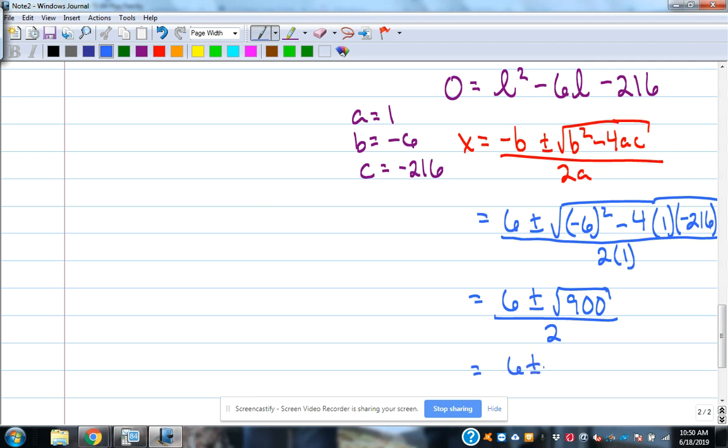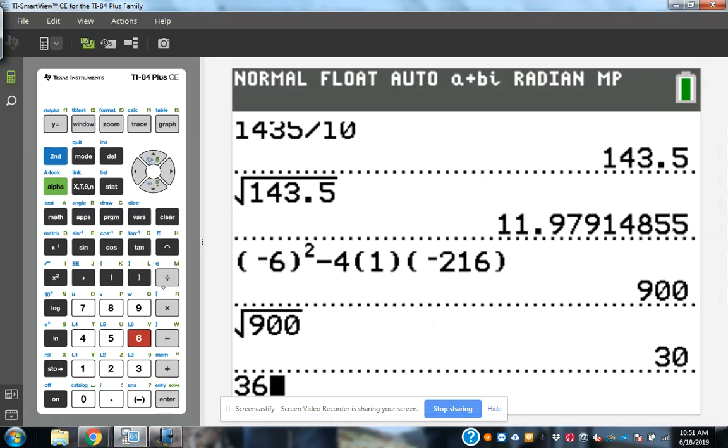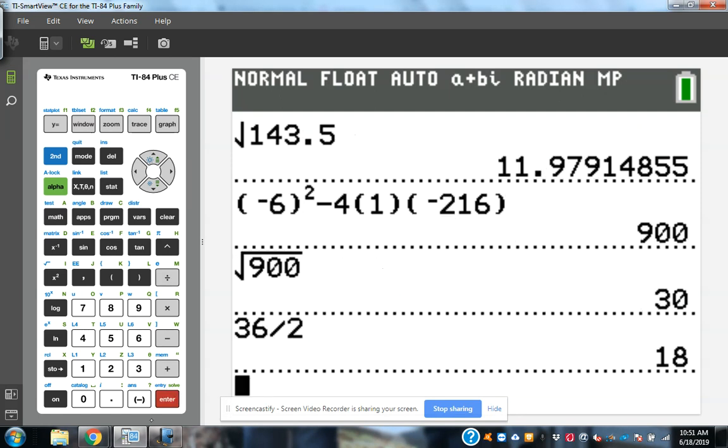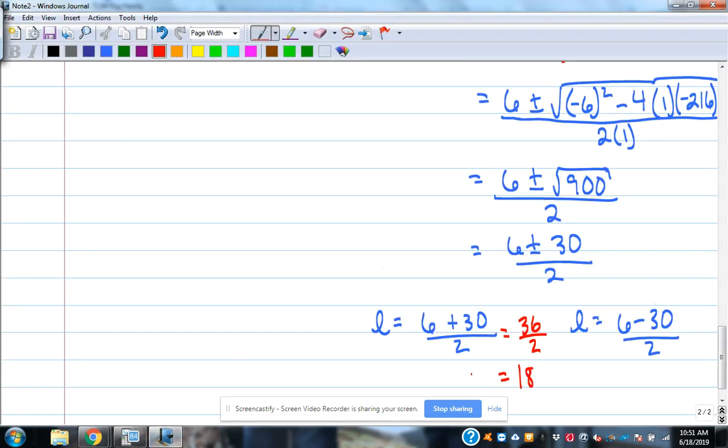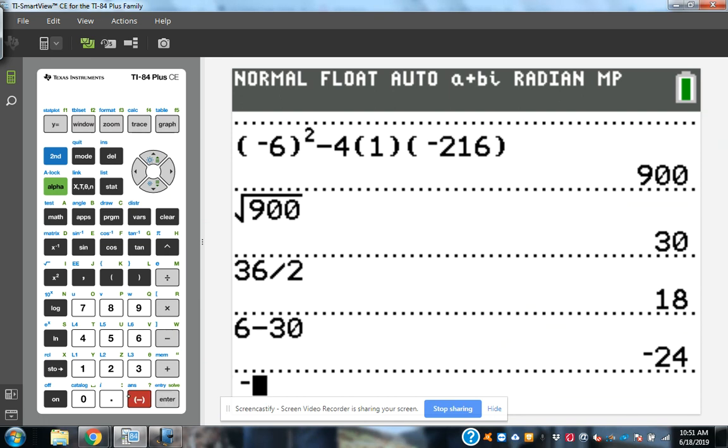So 6 plus or minus 30 over 2. Those are the solutions, and then we just work those out. So the length is 6 plus 30 over 2 or 6 minus 30 over 2. Well, 6 plus 30 is 36, divided by 2. 36 divided by 2 is 18. So that tells me the length is 18. If I work out the other side, I'm doing 6 minus 30. Get negative 24. Negative 24 divided by 2 is a negative number.